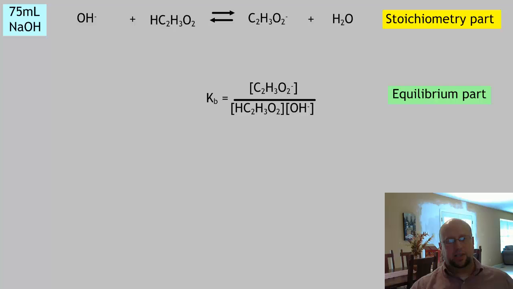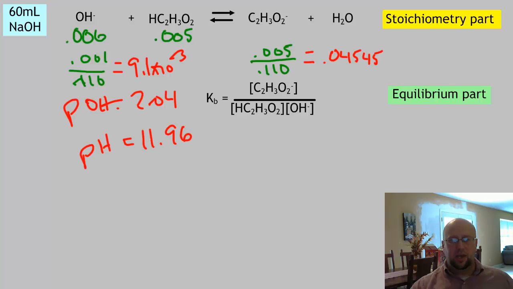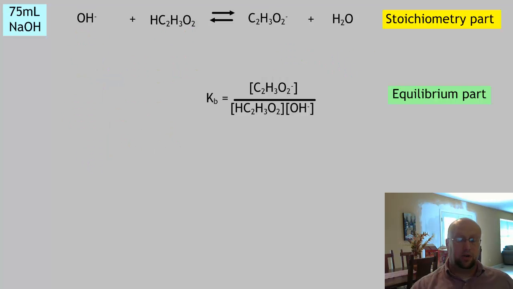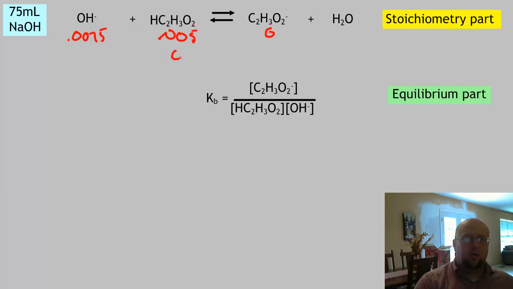Now the 75 calculation is going to work exactly like the 60 did. We're going to do the same thing. The acetate part is going to be pretty insignificant compared to the hydroxide being dropped in, right? That's the base that we're dropping in. So let's go ahead and work this one real quick. 0.0075, and I'm sorry for the length of these videos, guys. I'm trying to make sure that everything is as clear as possible to you.